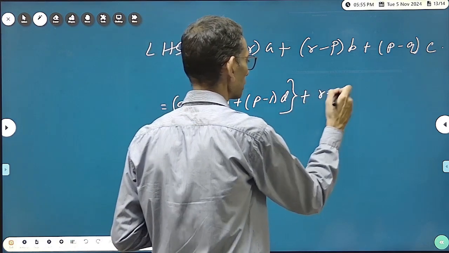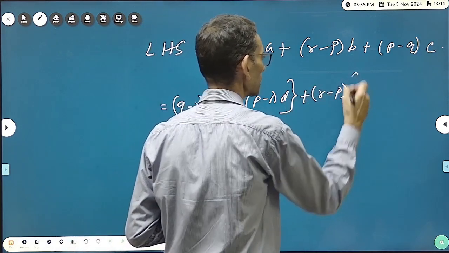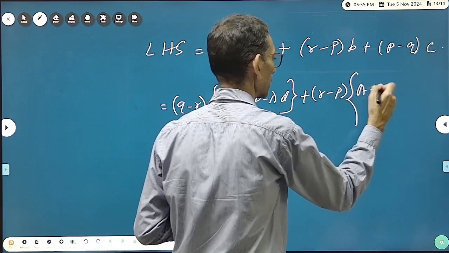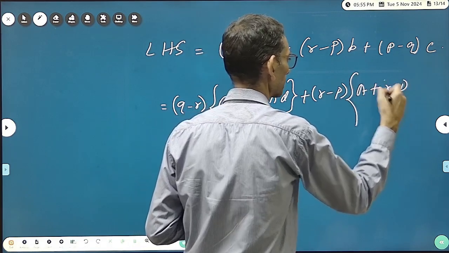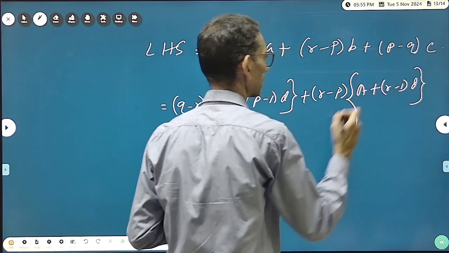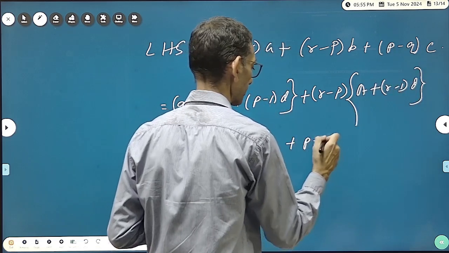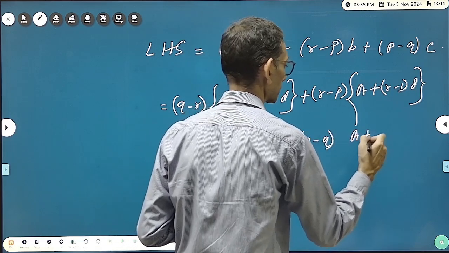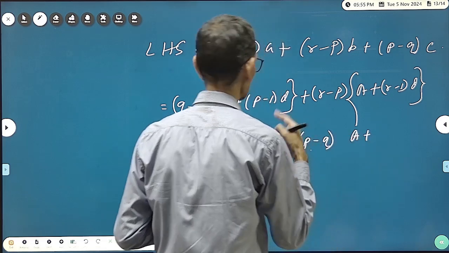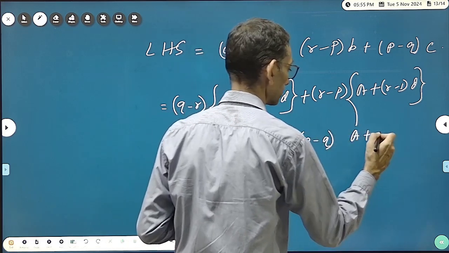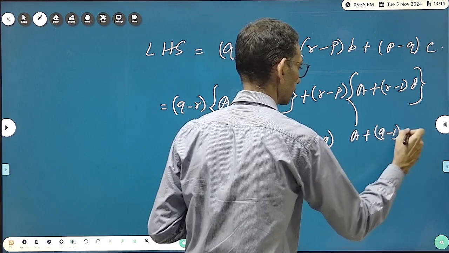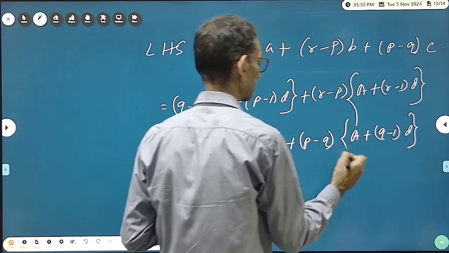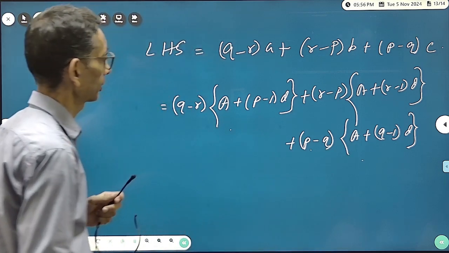R minus P, you don't need to do anything. You wrote the B value: B value is A plus R minus 1 into D. Then you write P minus Q, C value. C value is A plus this is P R Q. Yeah. Just put the value of A, B, C.